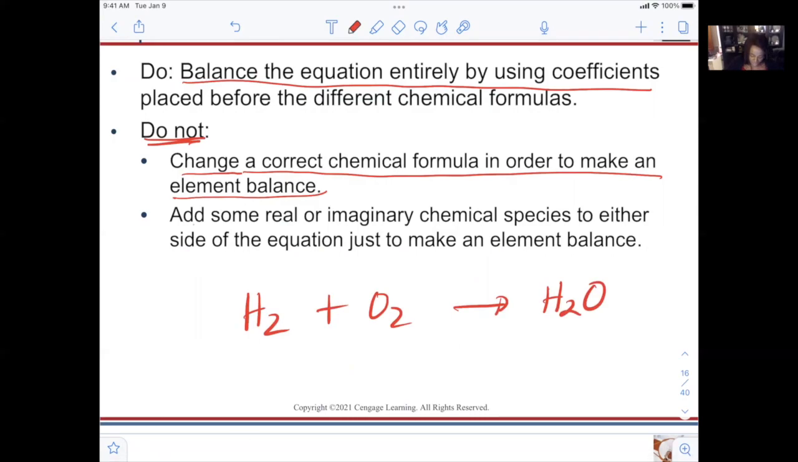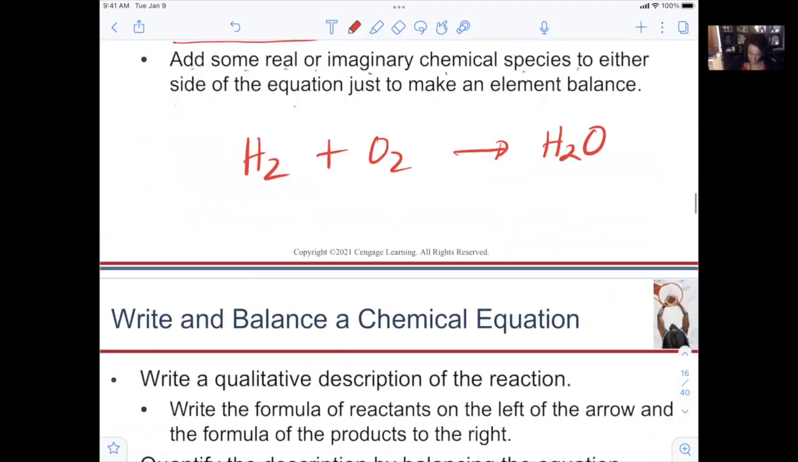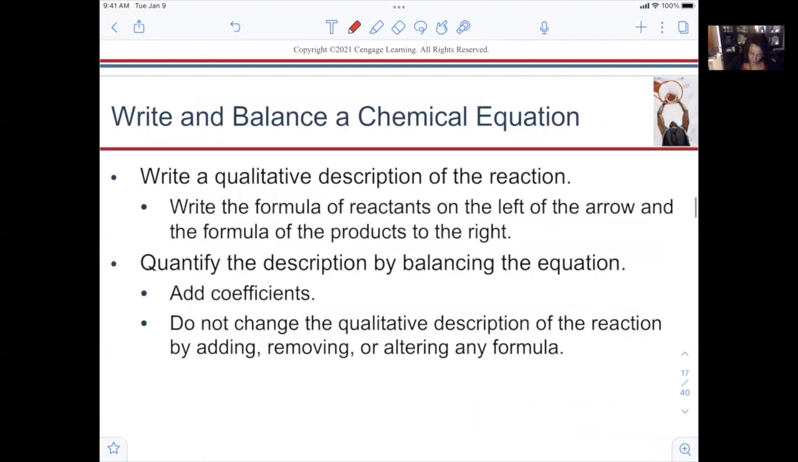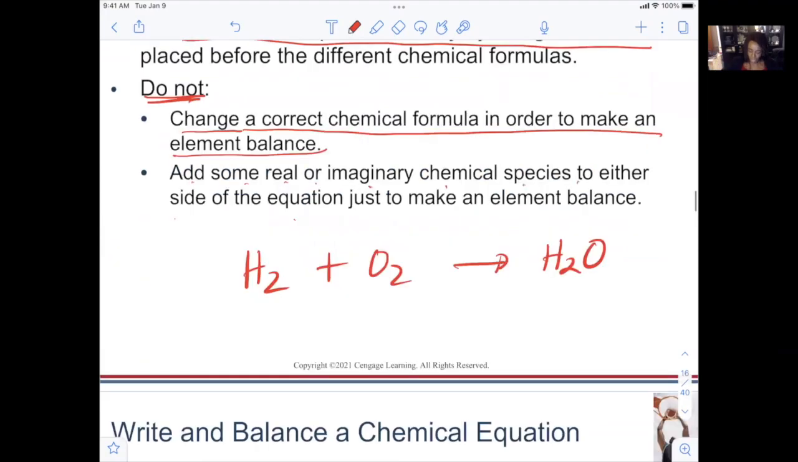And then don't add some real or imaginary chemical species to either side of the equation just to make sure the element balances. Don't change the subscript to balance it out. For example, don't put a 2 down here trying to balance this equation out. Follow the steps that I'm showing you, or if you have your own method, follow that method to balance the equation.